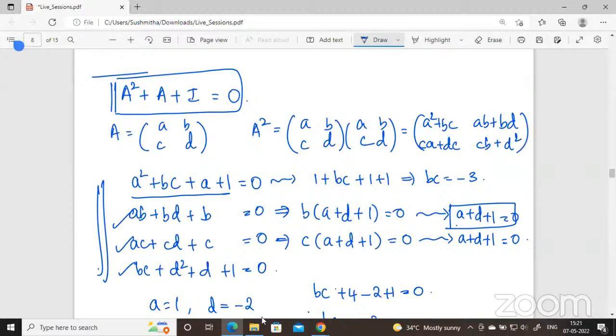Okay. So is it clear how these equations came up? Yeah. This is A squared plus A plus identity equal to 0. So I get 4 entries of this matrix. It should be equal to the 0 matrix. So all the 4 entries should be 0. Okay.